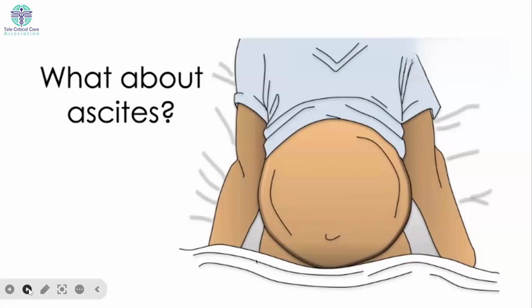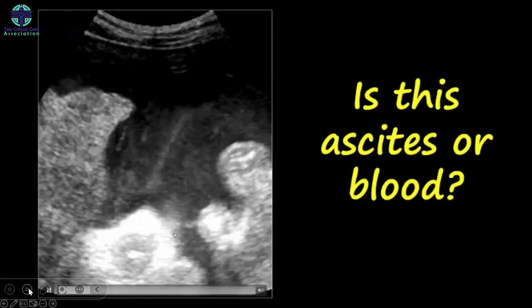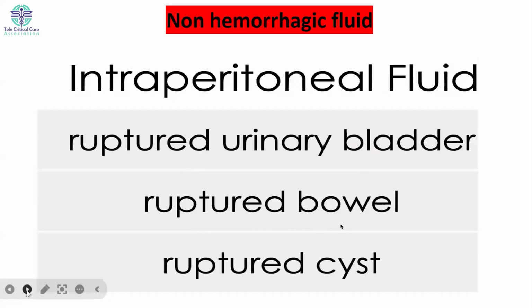Now, what about the ascites? So this is the patient, for example, a chronic liver disease patient with ascites, presenting to the emergency with a road traffic accident. You will not be able to explain whether this fluid is ascites or blood, right? So in that case, what you can do is stick a needle inside the tummy and aspirate it and find out whether the fluid is ascites or blood.